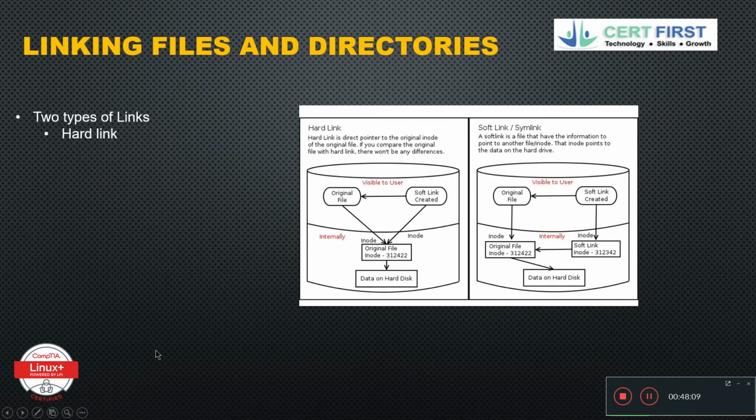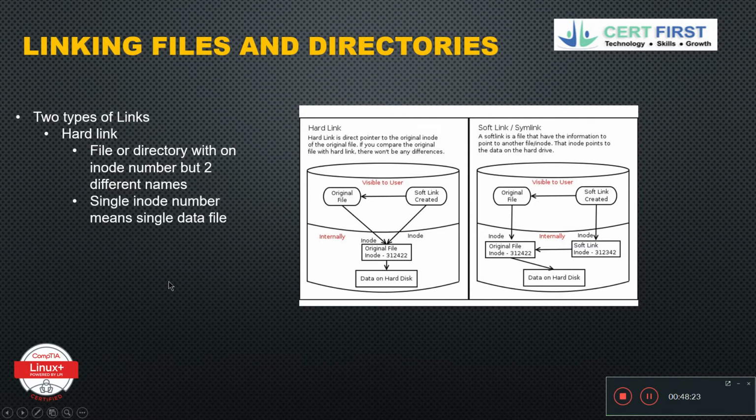So the data blocks are the important component as well. So your two types of links. Your hard link is your file or directory with the inode number but two different names, and the single inode number means the single file. So here you can see the hard link versus the soft link.